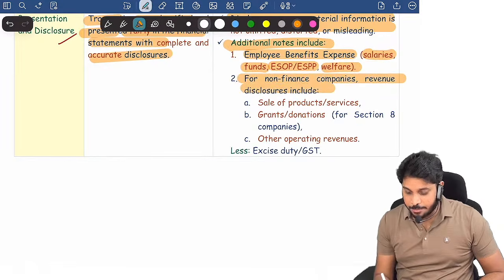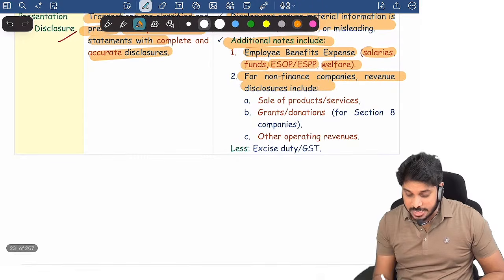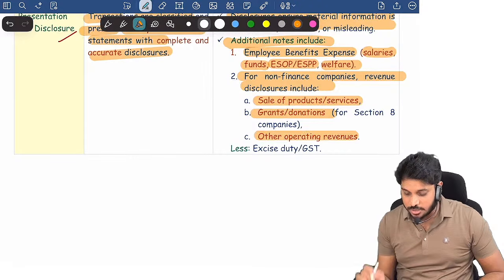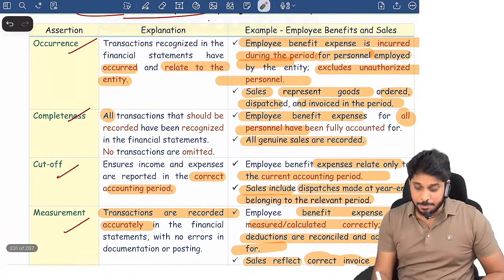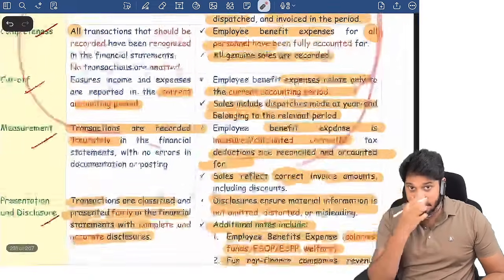For non-finance companies, revenue from operations has to be disclosed as products, grants, donations, other operating revenue, less excise duty, like that. That's it, guys. So this is a brief introduction to the assertions concept.